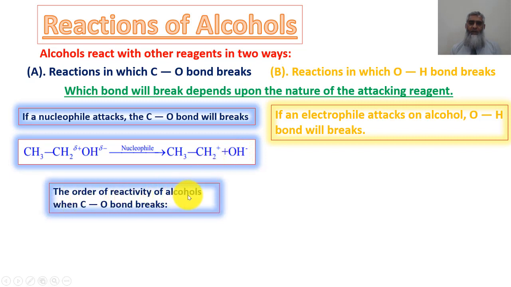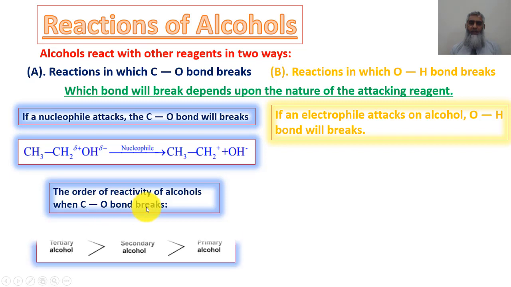The order of reactivity of alcohols when carbon-oxygen bond breaks up will be the following. Tertiary alcohol will be the most reactive one, then secondary alcohols, and then primary alcohols. It means when nucleophile is the attacking substance, tertiary alcohol will be the most reactive one and primary alcohol will be the least reactive one. Or you can say primary alcohol will be the stable alcohols for the attack of nucleophile.